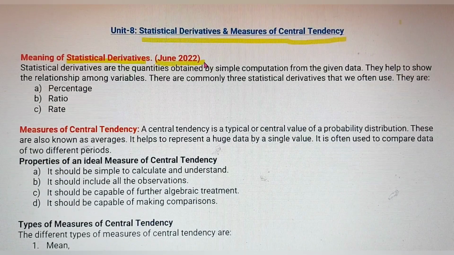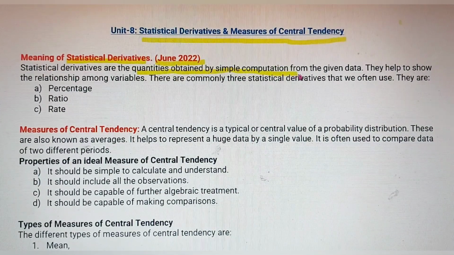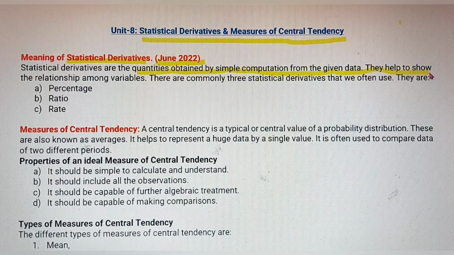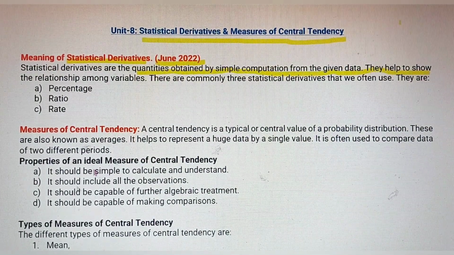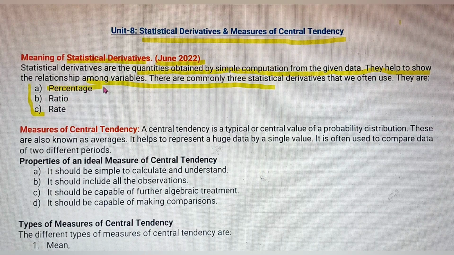Basically, these derivatives are the quantities obtained by simple computation of the given data, and they help to show the relationship among the variables. Commonly we use these three derivatives in statistics. First is percentage, second is ratio, and third is rate. Okay, so these are derivatives.